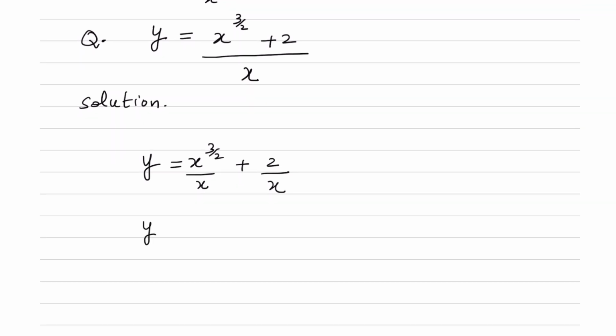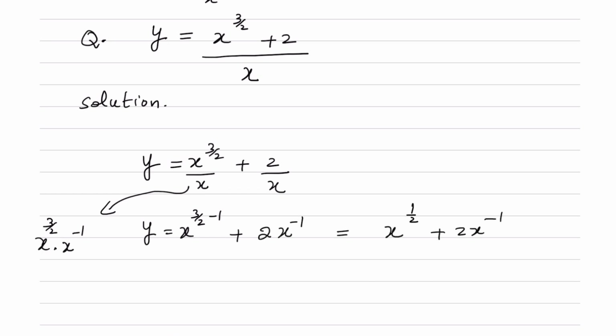And then we can write it as x to power 3 by 2 minus 1, because here the power on x is 1, and when it goes up it becomes x to power minus 1. So we can write this expression as x to power 3 by 2 multiplied by x to power minus 1, plus 2 into x to power minus 1. And now we can find the derivative, which is 1 over 2 x to power 1 over 2 minus 1, plus 2 into minus 1 x to power minus 1 minus 1.